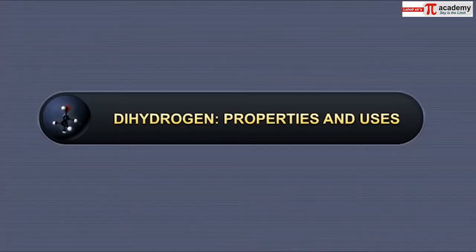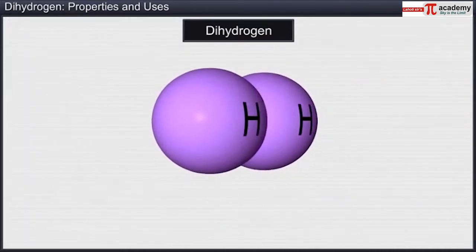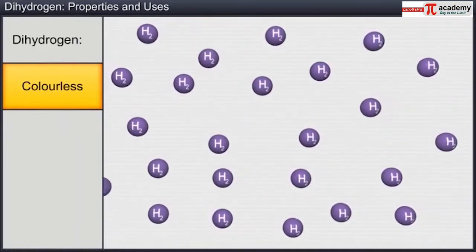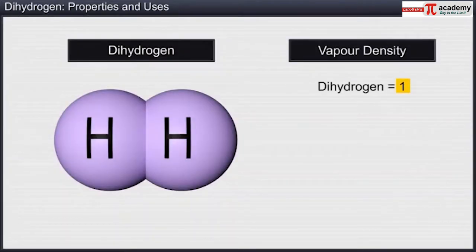In this module, you will learn about the properties and uses of dihydrogen gas. Let us first discuss the physical properties of dihydrogen. Dihydrogen is a colorless, odorless, and tasteless gas. It is a non-poisonous gas with a vapor density of 1. Due to this, it is lighter than the air as its vapor density is 14.4.